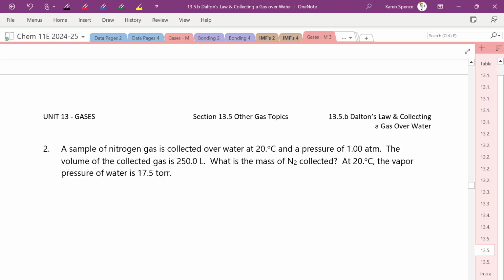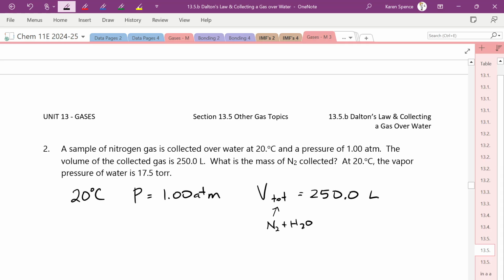Do you want to do this one together or separate? Okay, let's try it. So we have nitrogen gas collected over water at 20 degrees Celsius, and pressure equals 1 atmosphere. The volume of the gas collected, which is going to be the total gas, your N2 plus H2O, is equal to 250.0 liters. What is the mass of N2 collected?